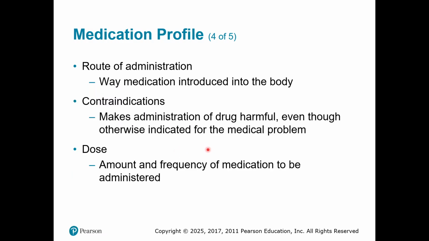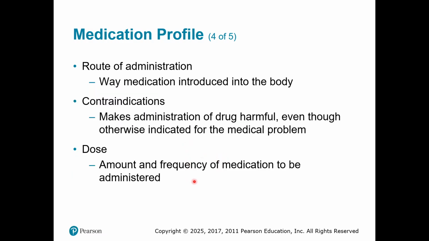Contraindications. What makes the administration of this drug harmful, even though otherwise indicated for the medical problem? So we could say nitro is for cardiac-related chest pain, but we also know it's contraindicated in patients that are hypersensitive to the drug, or if they're taking sexual enhancement drugs, you can't give it. But if I'm not taking that, then you can give it, right? That's what makes it a contraindication.